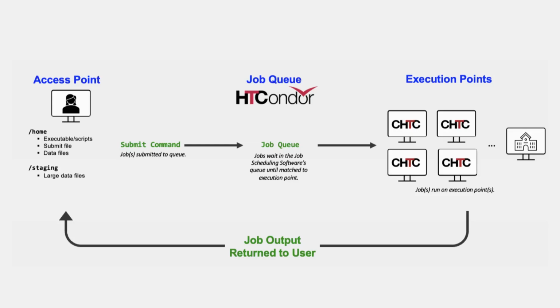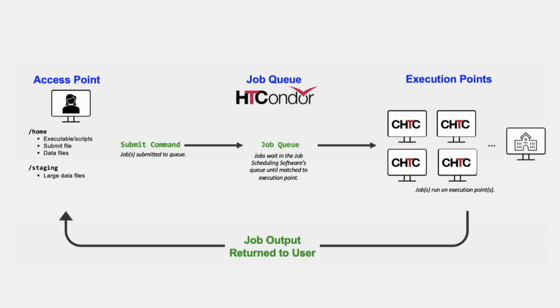The pool of machines, which we call execution points, those are separate computer servers that actually execute or run the code. All of this is managed by HTCondor, which is our job scheduling software. So what we need to do is tell HTCondor how to run our jobs on the execution points. And then once our jobs are run there, any outputs are then transferred back to us at the access point. And so this whole process is done in a non-interactive way.